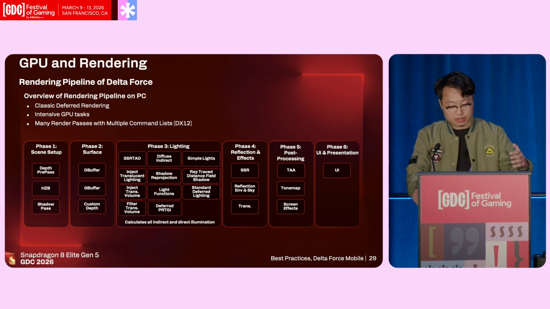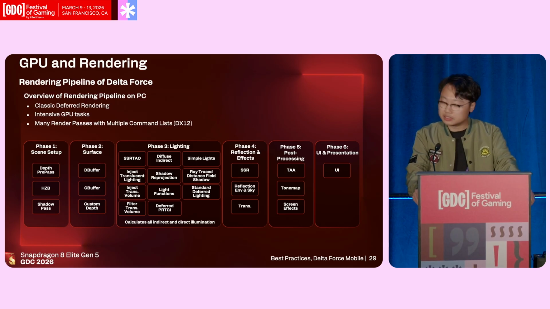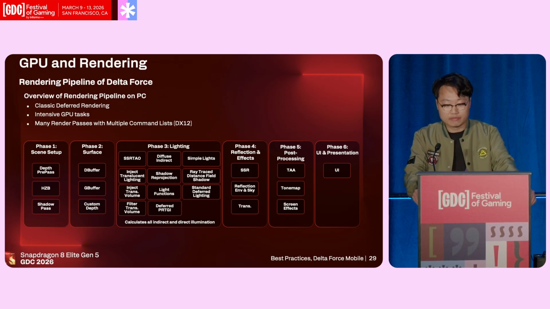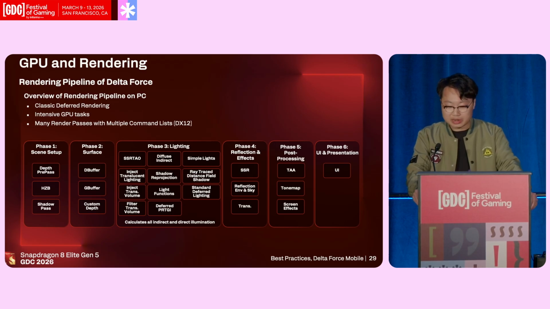And then comes the lighting. That is the most critical stage, which covers the ambient occlusion, direct lighting, indirect lighting, and global illumination. A lot of things going on there. Then we have the reflections and translucency, followed by post-processing with TAA, tone mapping, various visual effects, and finally the user interface on top. So, in other words, the final image you see on the screen is built up layer by layer, with data stacking on top of one another.